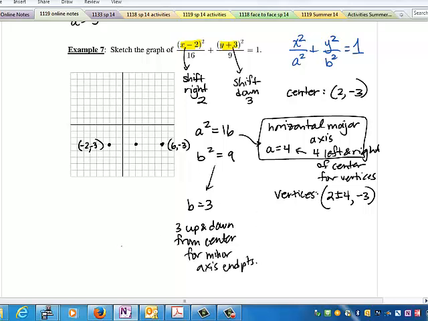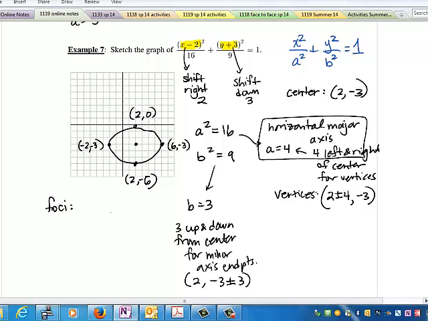So our minor axis endpoints will keep the x coordinate the same, but do -3 plus or minus b, which in this case is 3. So up 3 and down 3 from the center. So we've got 2, 0 or 2, -6 for the endpoints of the minor axis. So we've got a sketch of the thing, and we would want to also find out where the foci are.